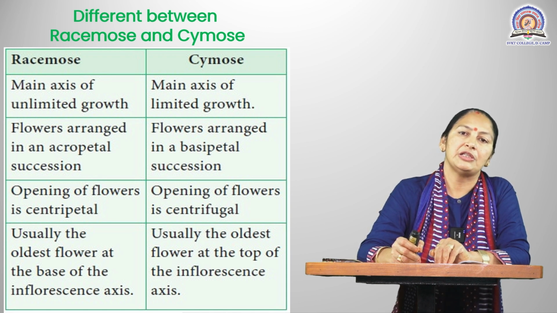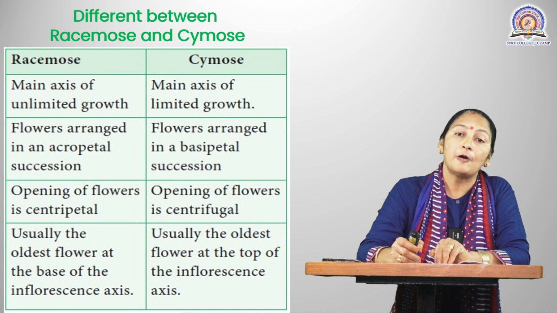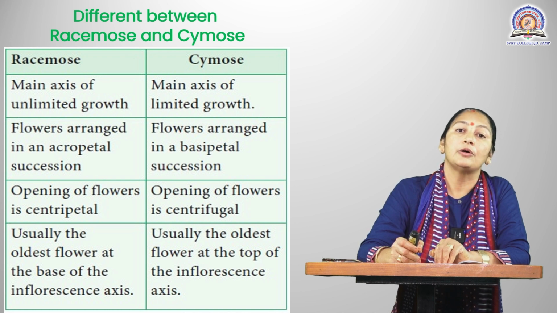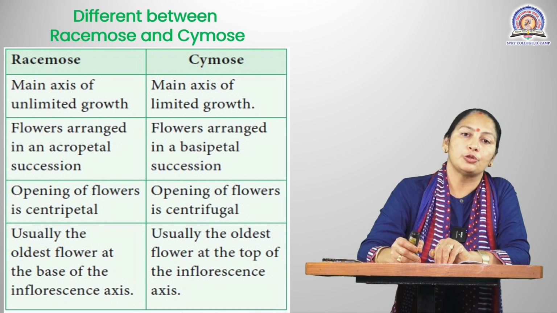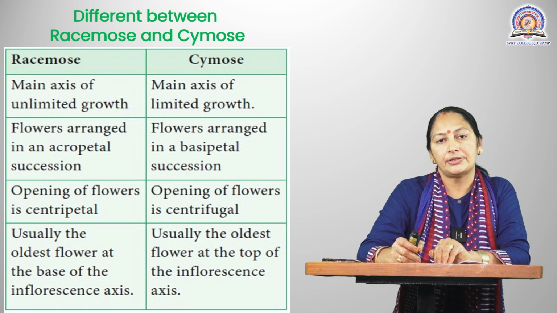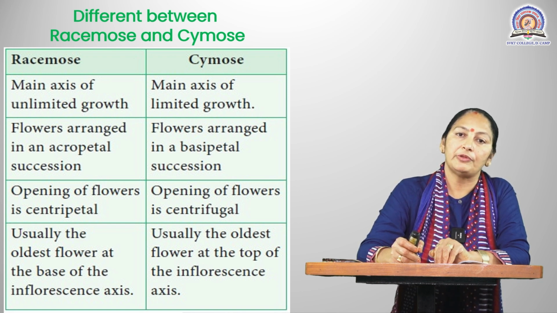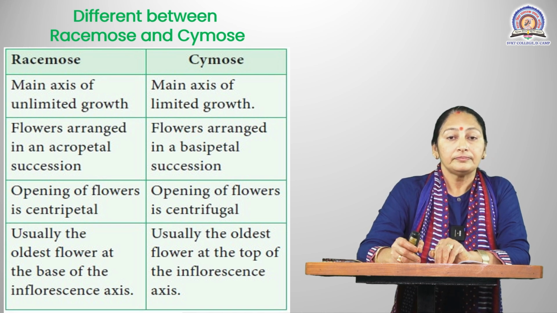basipetal succession. What does that mean? Exactly opposite to the racemose. On a floral axis, the older flowers are arranged in the apical zone or the apical region, and the younger ones or the buds are arranged on the basal side. And this type of arrangement of the flower is known as the basipetal succession. Also it is called the basipetal manner, and also it is called the basipetal order.